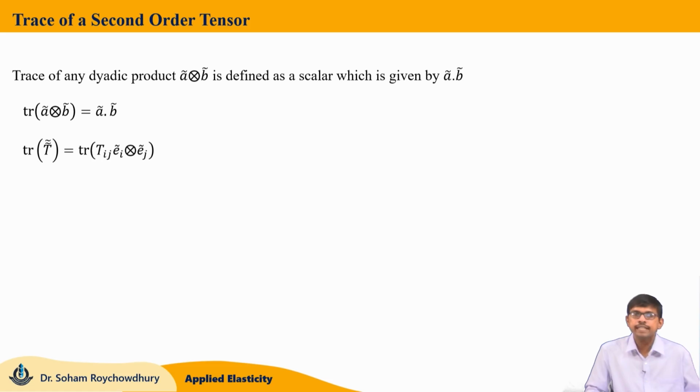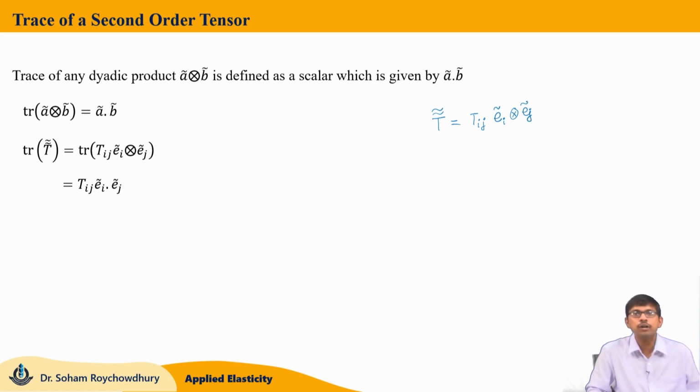Now, coming to any second order tensor T, the trace of that tensor T can be written in terms of its components as trace of Tij ei dyadic ej. We already know that the tensor T in terms of its components can be written as Tij ei dyadic ej, so that is replaced here. Now, by definition of the trace of a dyadic product, the trace of the dyadic of ei ej is nothing but ei dot ej, and Tij being a scalar would come out of the trace.